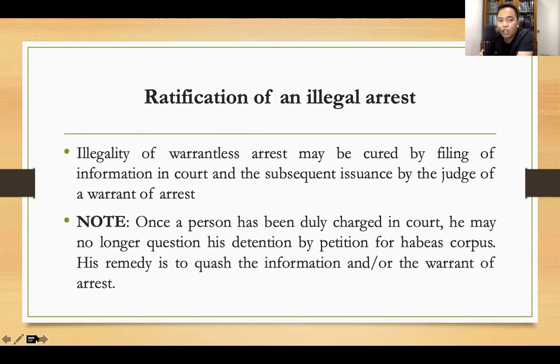Now, ratification of an illegal arrest. Illegality of warrantless arrest may be cured by filing of an information in court and the subsequent issuance by the judge of a warrant of arrest. Once a person has been duly charged in court, he may no longer question his detention by petition for habeas corpus. His remedy is to quash the information and the warrant of arrest. Now, for example, a person has been duly charged in court, no? Pursuant to an illegal warrantless arrest, what do? You file a motion to quash information or to motion to quash the warrant of arrest because there was illegality in the arrest of the person. No?